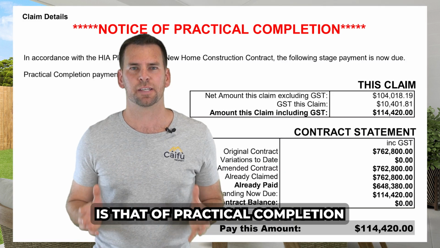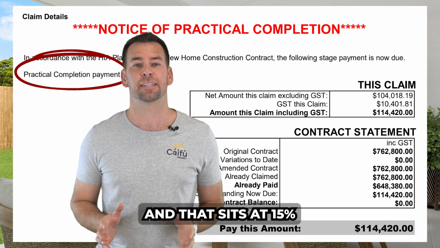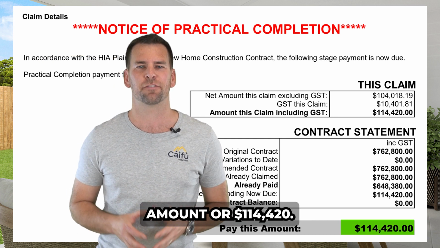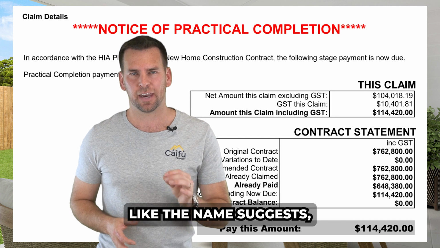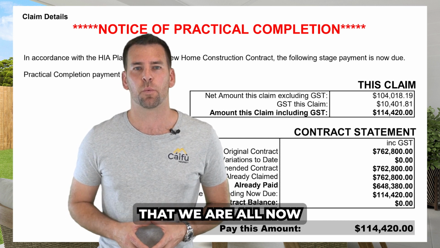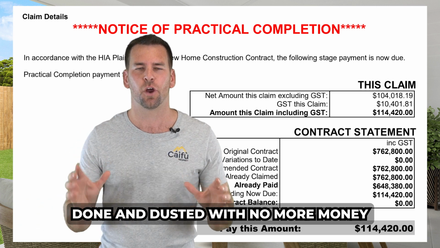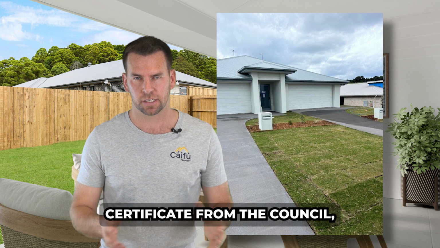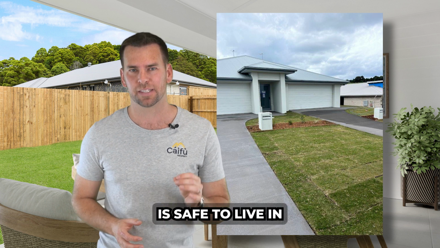The last progress claim is that of practical completion, and that sits at 15% of the total construction amount, or $114,420. Like the name suggests, the project now is practically complete. You can see in the claim form that we are all now done and dusted with no more money to pay to the builder. We now work towards receiving an occupancy certificate from the council, which means that the property is safe to live in.